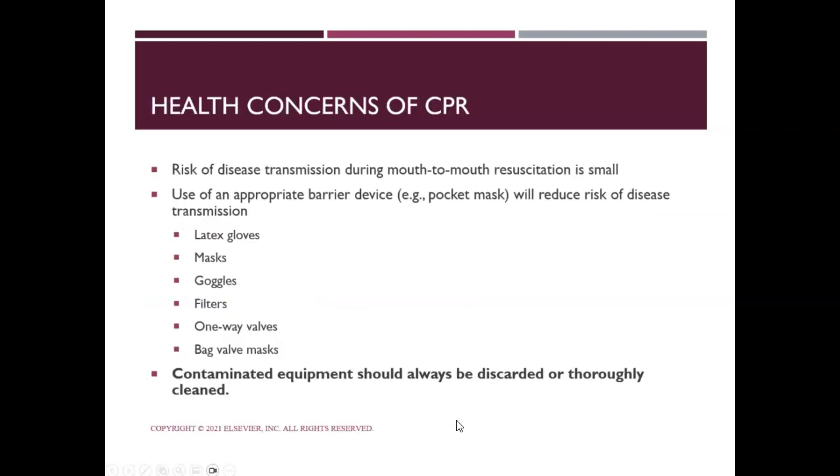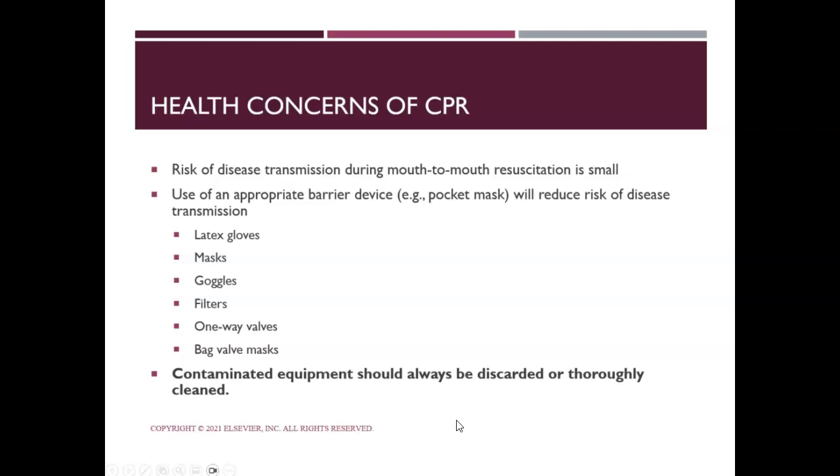Some health concerns with CPR. Again, like I said, the mouth-to-mouth thing was always giving people the big ugh. So it was really hard to convince the general population to do mouth-to-mouth on an individual, but the risk for disease transmission during mouth-to-mouth is very, very small, actually. But you should be using appropriate barriers when you go into patients' rooms to perform CPR.